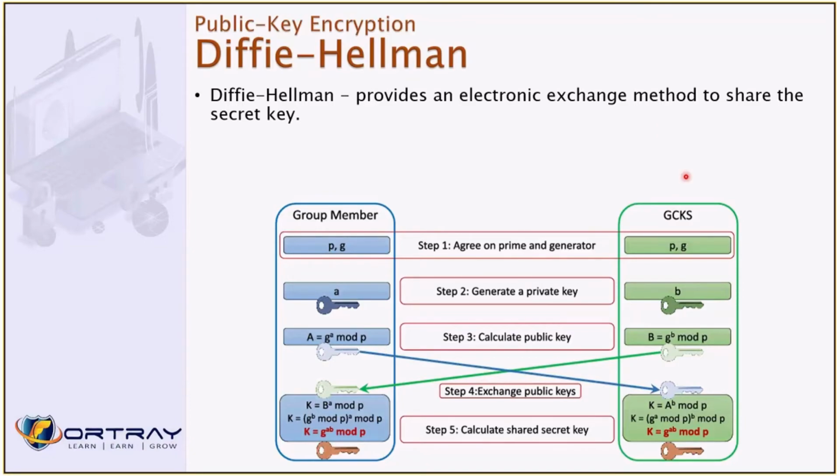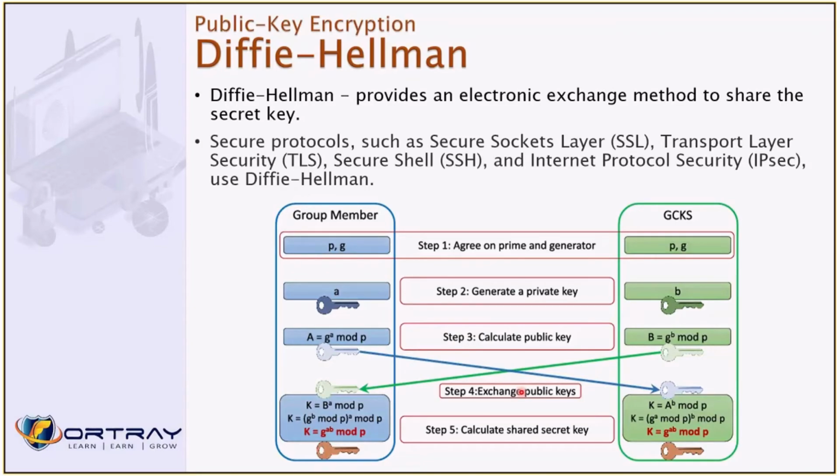Diffie-Hellman ensures that whatever keys are generated and agreed will also use the exchange method. This is the exchange method. The secure protocols such as SSL, transport layer security TLS, and SSH, and the protocol IPsec use Diffie-Hellman. So they all use Diffie-Hellman to actually share the secret key.